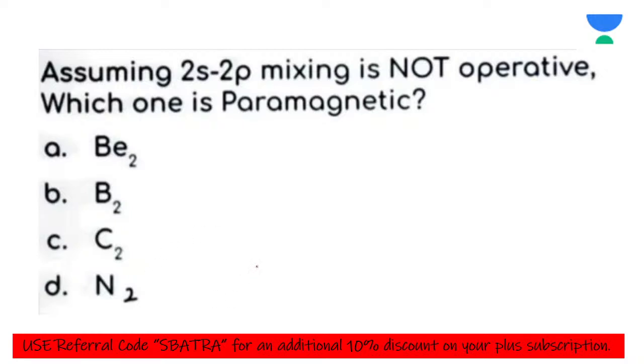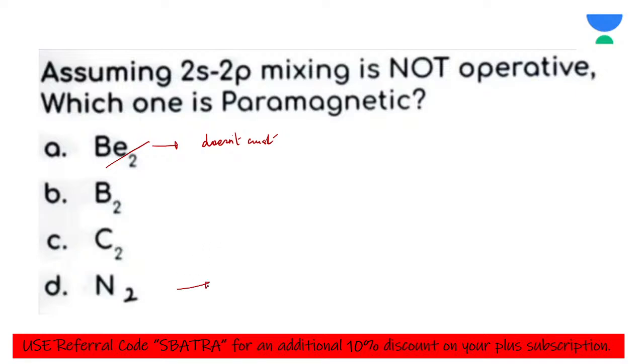Simple concept, okay? You just need to learn the molecular orbital diagrams. If you are clear with molecular orbital diagrams, you can solve these questions. Great. So the correct answer is definitely C. The short trick to solve this question is that we know Be2 doesn't exist. So we can directly cancel out this option. Now we are left with B2, C2 and N2.